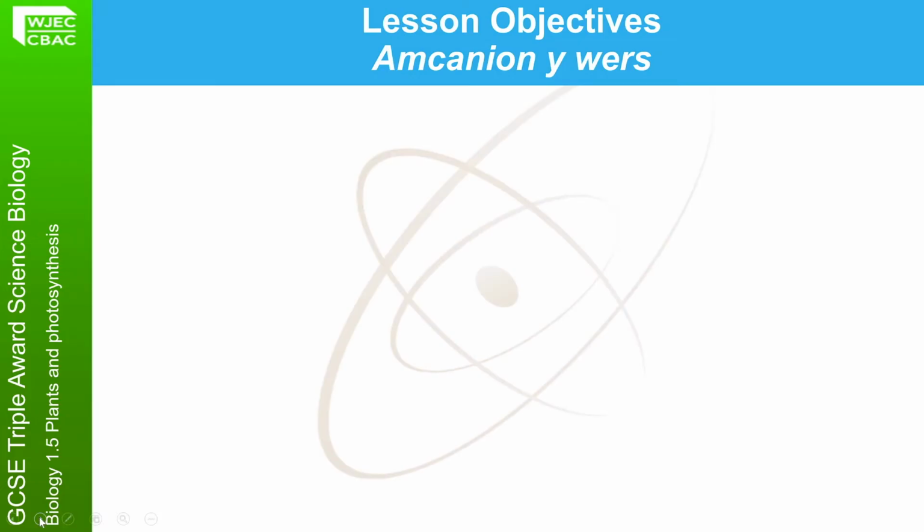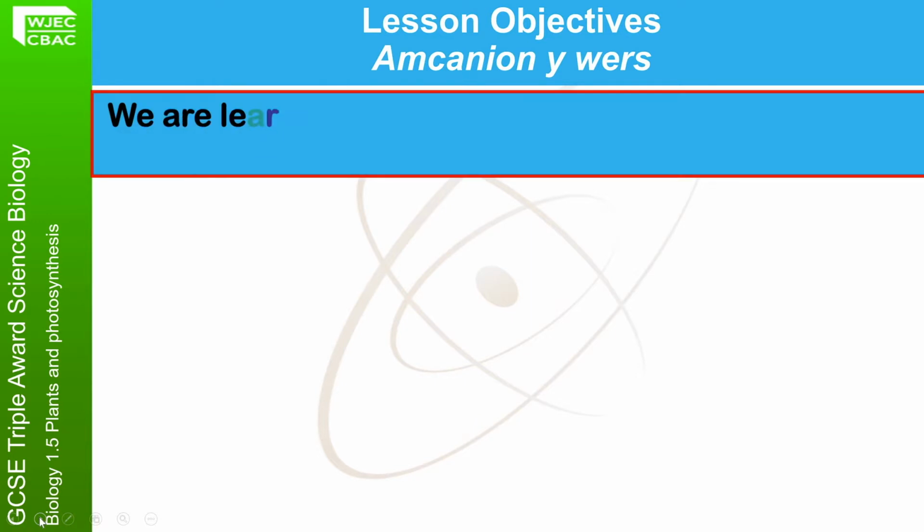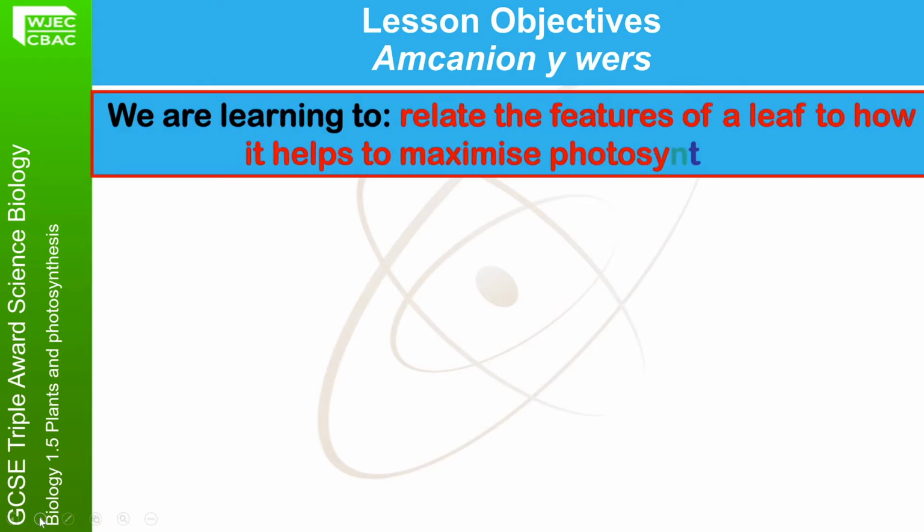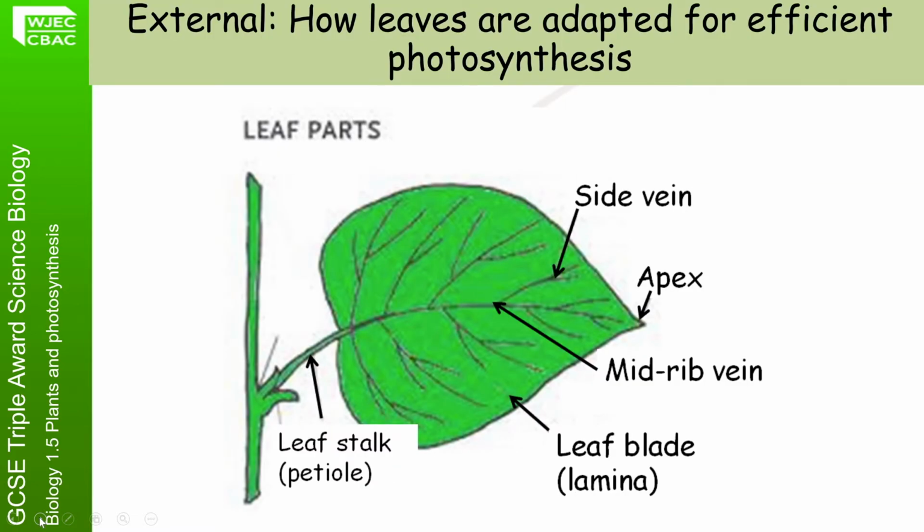So in lesson 3, we are now going to relate the features of a leaf to how it helps maximise photosynthesis. So you need to know the names of the different parts of the leaf. On page 4 in your booklets, you can find a diagram similar to this. You need to label these parts onto your diagram.